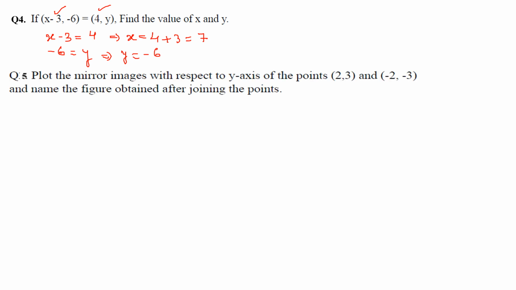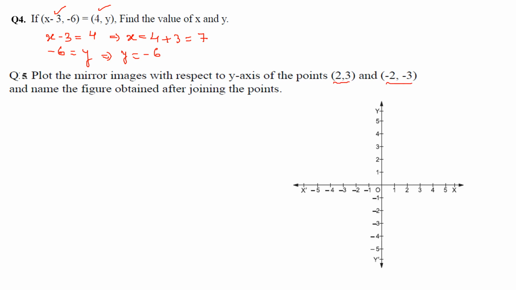Now next question: plot the mirror images with respect to the y-axis of the points (2, 3) and (-2, -3), and name the figure obtained after joining the points. So first plot the points (2, 3) and (-2, -3). Then only we can plot the mirror image, isn't it?